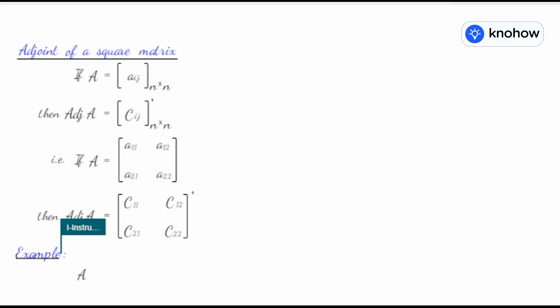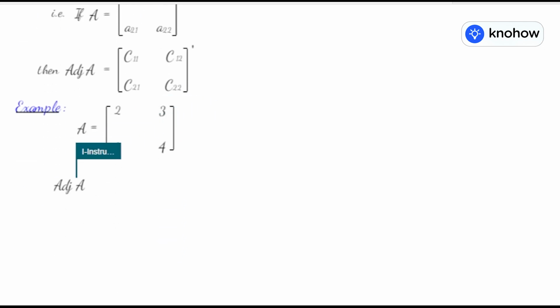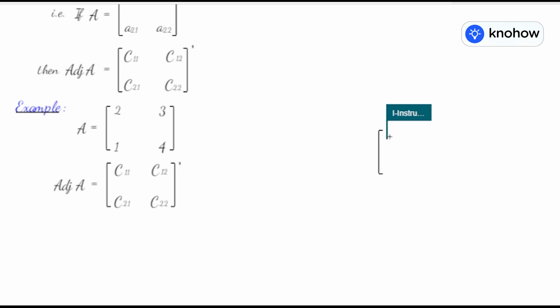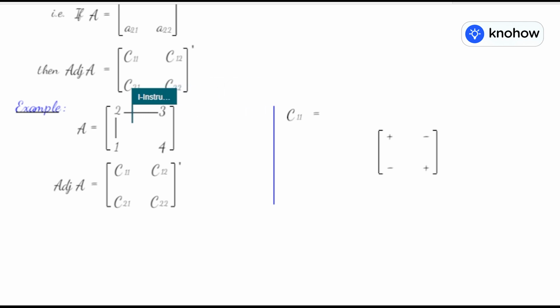Suppose given is a matrix A equal to 2, 3, 1, 4. Then what is adjoint A? Symbolically it will be the transpose of C11, C12, C21, C22. Let us work out all these cofactors. You know the sign conventions: plus, minus, minus, plus. C11 is obtained by deleting the row and column through the element 2, so you are left with 4, the opposite element, taken with a plus sign. So C11 is plus 4.